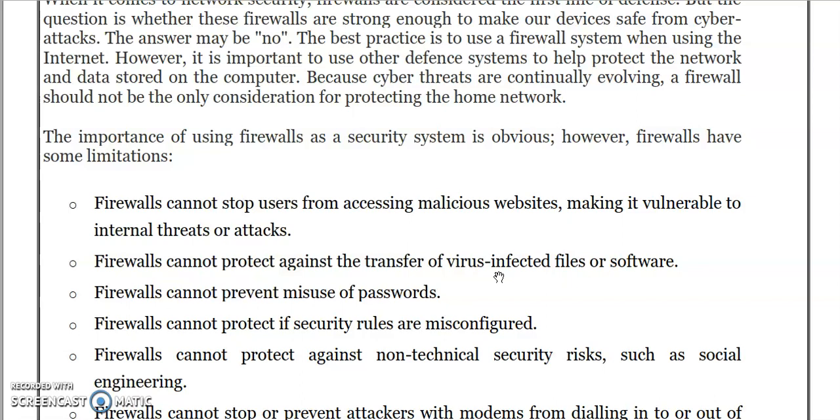So today we have studied about a firewall. We will study more about these different defense mechanisms in our forthcoming classes.